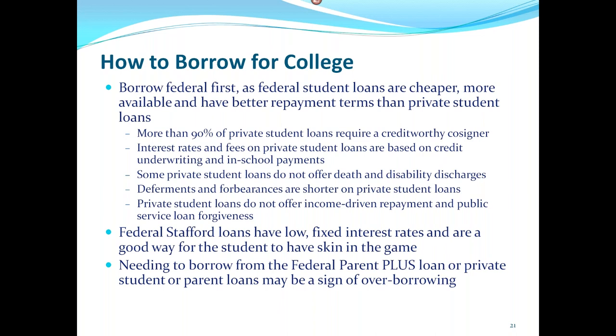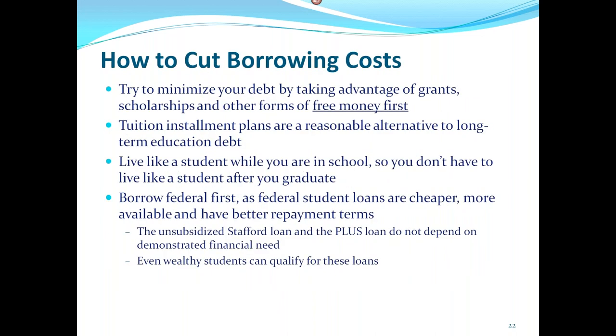So if you are trying to borrow smart, you should always borrow federal first, because the federal student loans are cheaper, more available, and have better repayment terms. And they generally don't require a cosigner, while private student loans do. More than 90% of private student loans to undergraduate students require a creditworthy cosigner, which is usually the parent. And a cosigner is a co-borrower, equally obligated to repay the debt. If a parent cosigns a loan for a child and that child defaults on the loan, it's going to ruin the parent's credit, not just the child's. And as soon as that child is late with a payment, the lender is going to seek repayment through the parent. They could do it from the start, but as a courtesy, they let the student be the first to repay. But as soon as that student stops making on-time payments, they're going to contact the parents and ask the parents to start making payments.